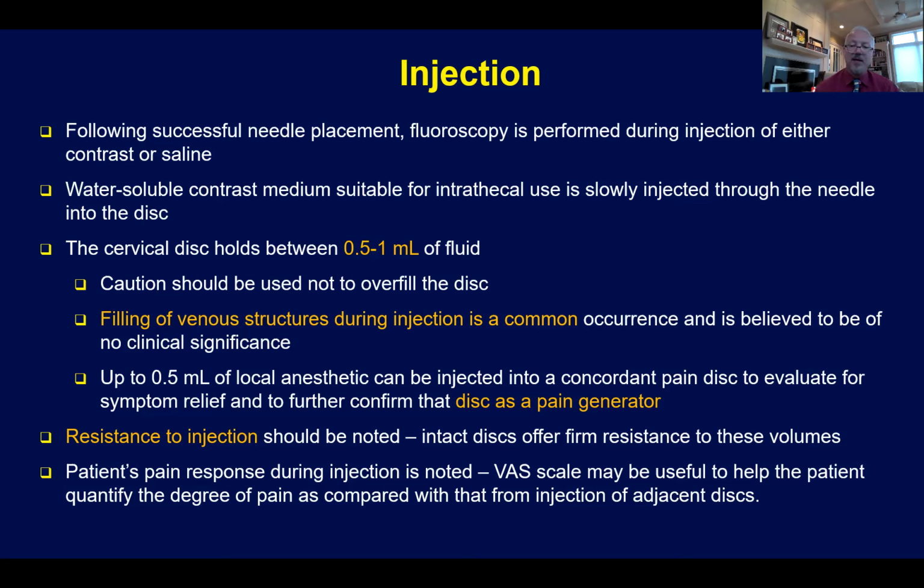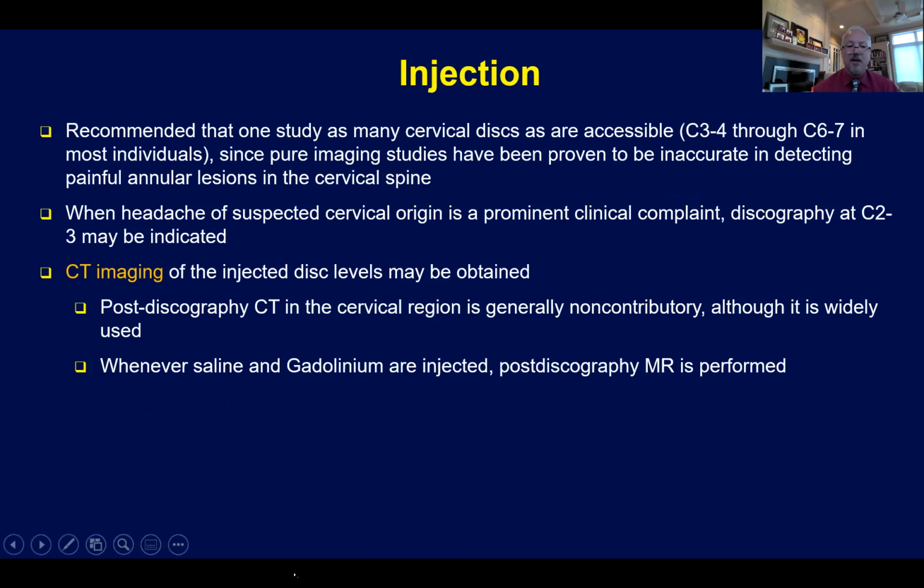If there's resistance to injection, and there always will be some in the appropriately placed needle, make sure it's not too resistant and that it's not too firm and the patient doesn't describe significant pain, because you may actually be performing an annular injection, for example, or being close to the end plate, injecting against bone, and your needle needs to be repositioned at that point.